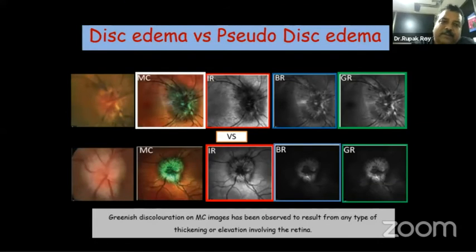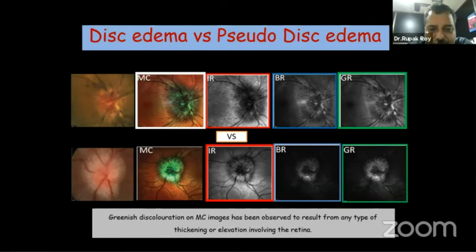Now it is very useful in differentiating true disc edema from false disc edema. So this is a case of optic nerve head drusen, where you see there is a greenish discoloration around the disc, but the margins are absolutely fine and well demarcated. There is no spillover of this green lesion into the adjacent orangish retina. On the other hand, this is a case of true disc edema, where the contour of the greenish elevation is irregular, and there is extension of this greenish margin into the adjacent retina.